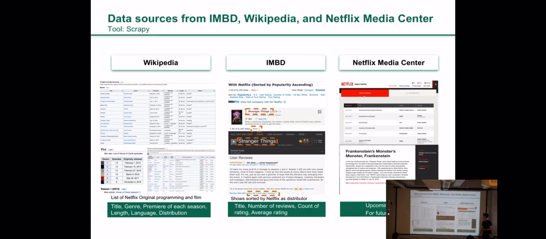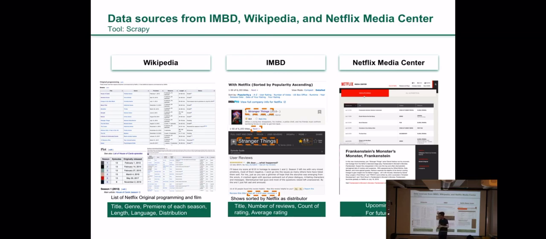This is my data sources, from IMDB, Wikipedia, and Netflix Media Center. I used Scrapy to crawl all those websites. For Wikipedia, I used two pages. One is the list of Netflix original programming, and another one is the films. There's also one for comedy, but I think that is less important, so I just got rid of it. From this Wikipedia, it looks simple to crawl.